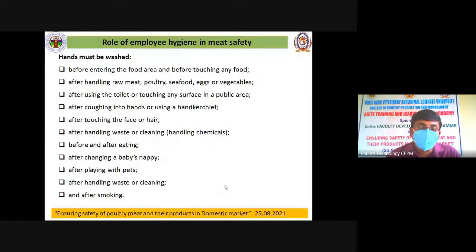should wash your hands. After handling raw meat, poultry, whether it's live bird or seafood or egg or vegetable, you should wash your hands once again. After using the toilet or touching any surface in the public area, you should wash your hands. Then after coughing into the hands or using a handkerchief, you should wash your hands. After touching the face or hair, after handling waste or cleaning, that is handling chemicals, before and after eating, after changing the baby's nappy, after playing with pets, after handling waste or cleaning, and after smoking.